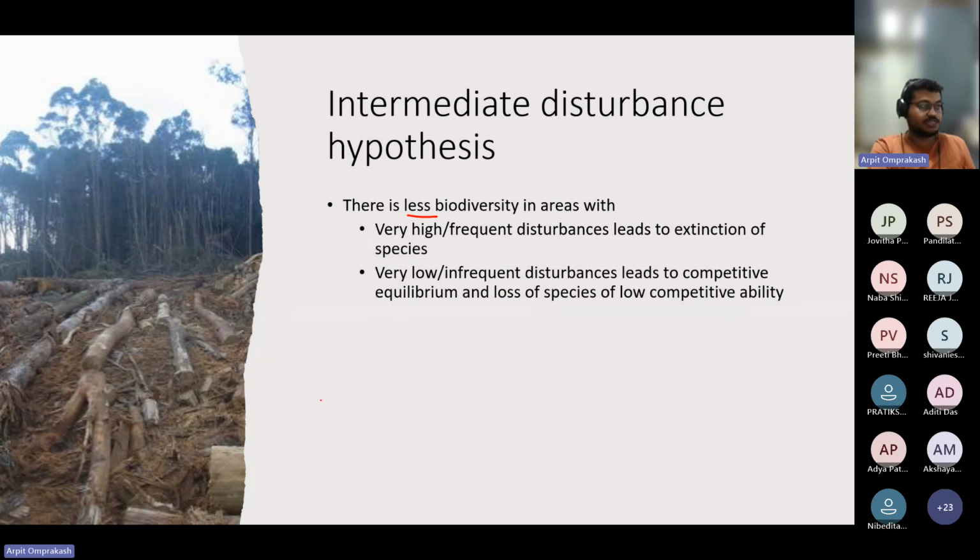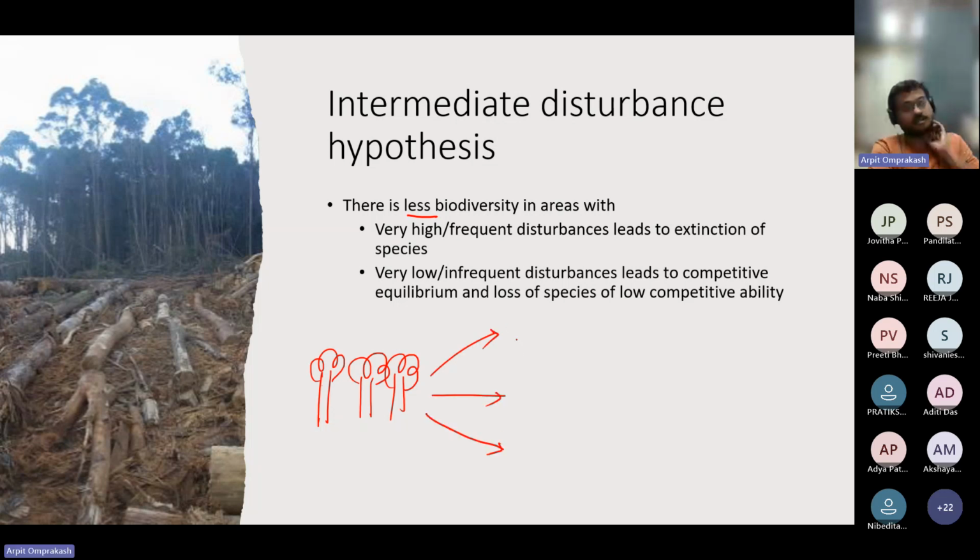So what this basically means is that, let's say you have a forest and it can have, let's say, 3 degrees of disturbance. The first is a very high degree of disturbance or very frequent disturbance. So let's say people are going and cutting all the trees every year. So every year the area is basically a stump yard. There are just stumps of trees. There are no trees or there are very few trees.